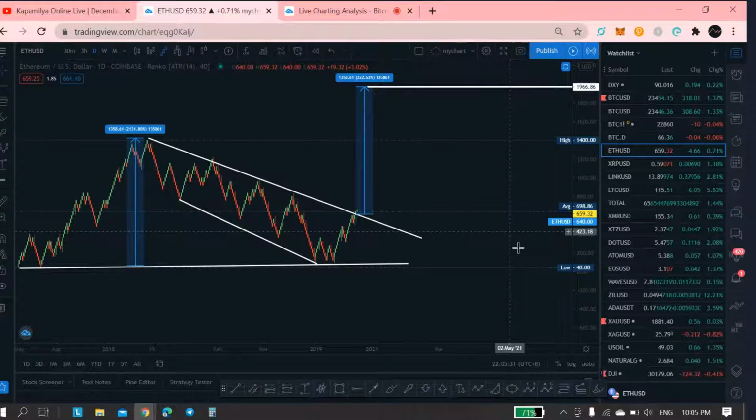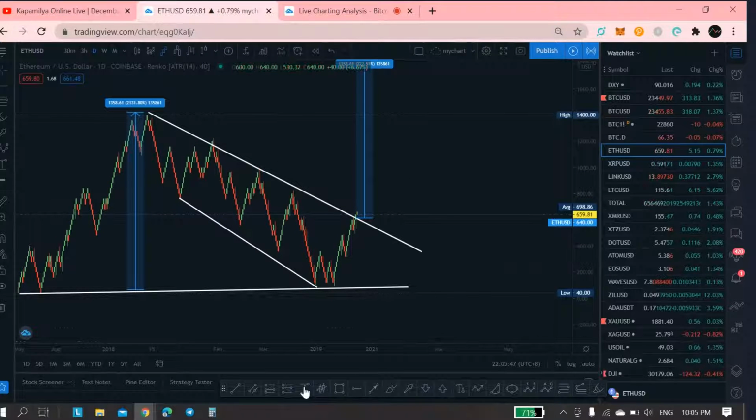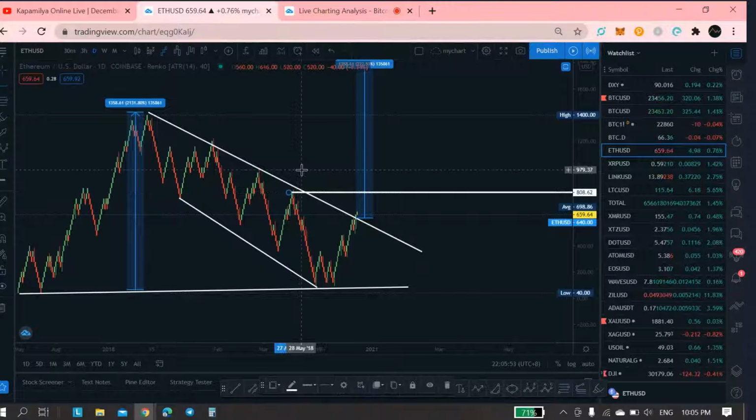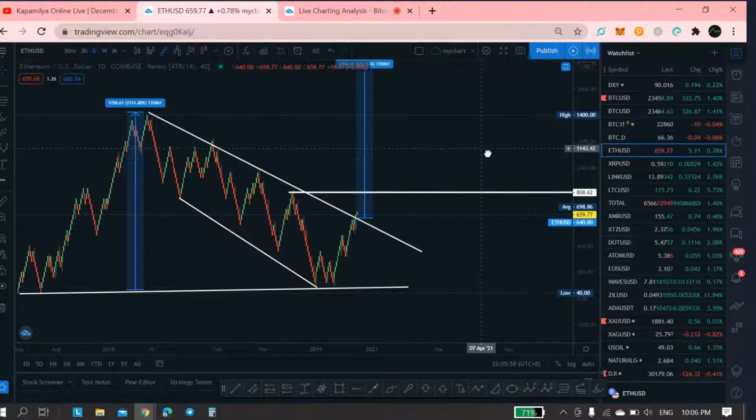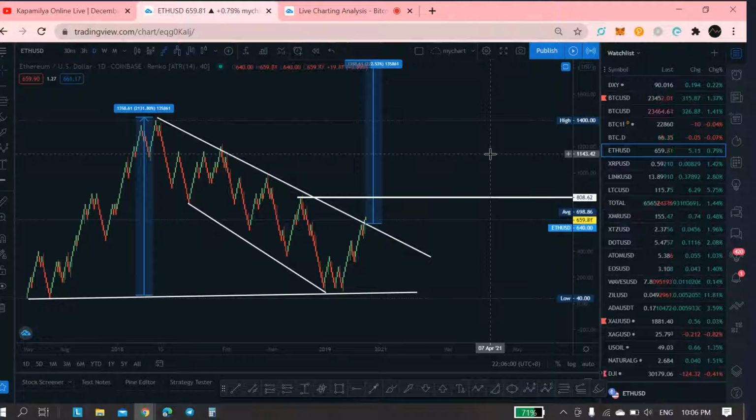Currently it's trading at 659. This blue dotted line here is the immediate support I'm looking at, the 640 area. We can use this one as our next resistance area, the 800 level. So expect a possible $800 for Ethereum, possibly within the next few weeks, I think. It could reach that.